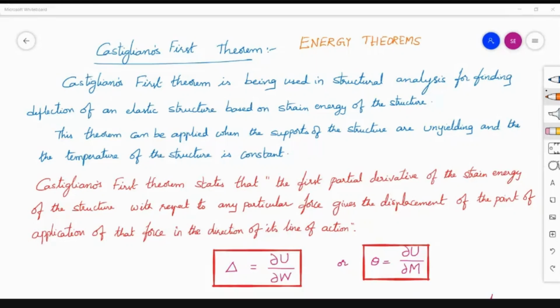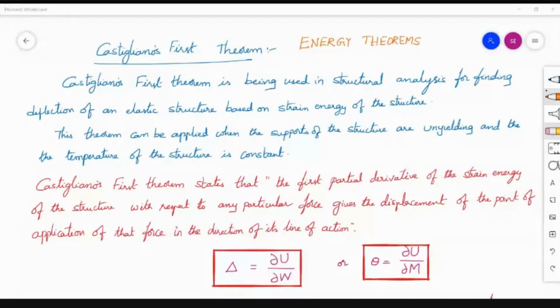The energy theorems are developed to analyze the determinate structures. The determinate structures are with respect to jointed frames as well as rigid jointed frames. So in the analysis, here we are going to analyze what is the displacement at a particular joint with respect to the given loading system.